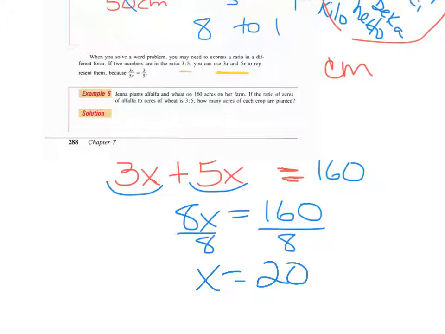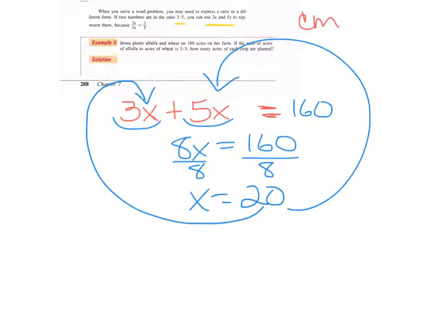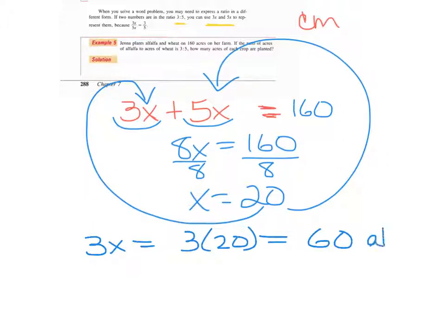To find out how many acres I have of alfalfa and how many I have of wheat, I take that X that I just solved for and plug it in to each. So here I would plug in 3 times, or 3x, so this would become 3 times 20. So 60 of the acres are going to be the alfalfa.